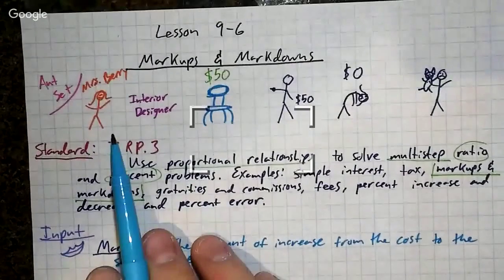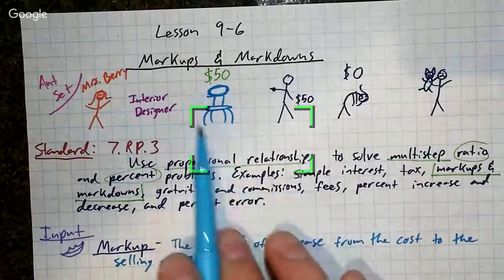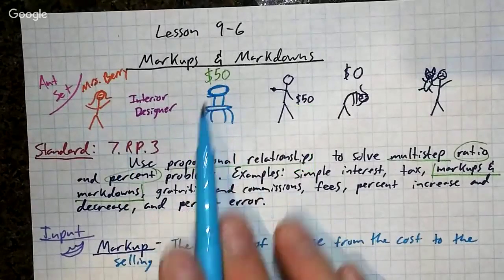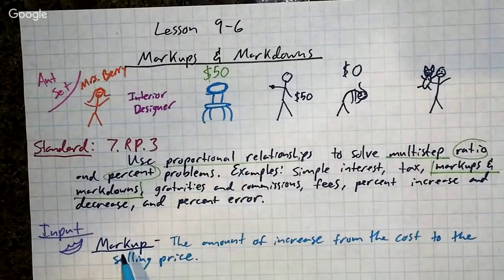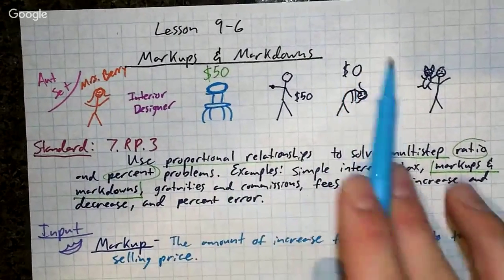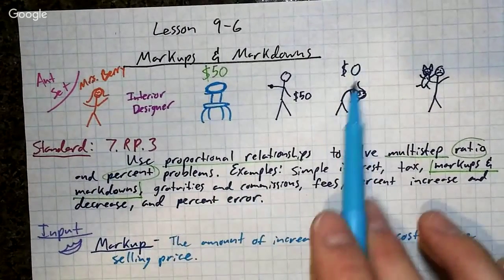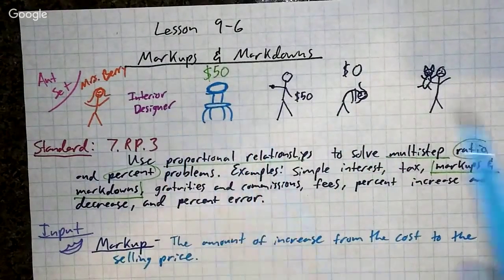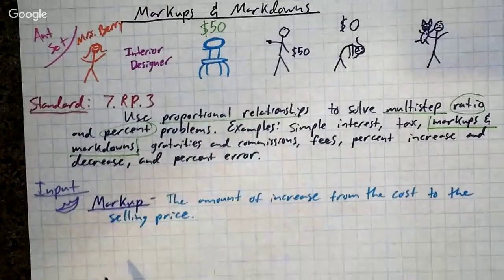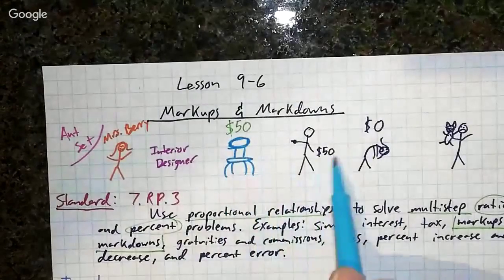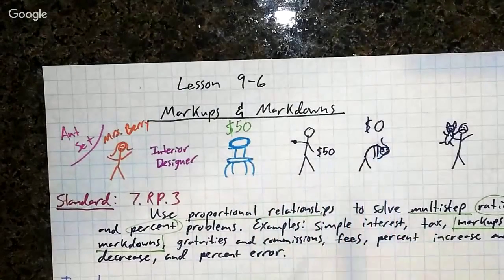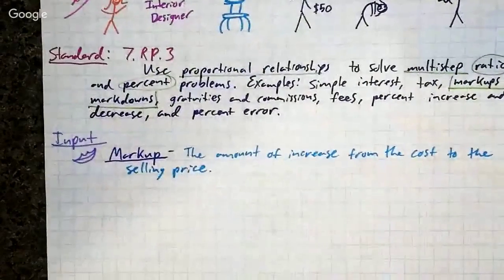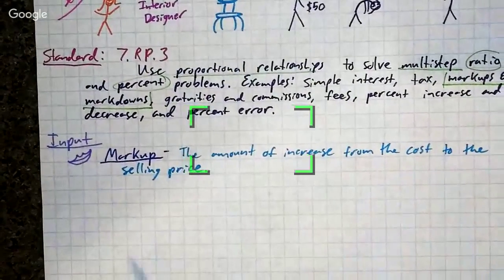Now, Ms. Berry up here needs to sell her chair for more than $50. So she needs to mark up that chair by something so that she can make some money. If she doesn't make any money on it, she's not going to be able to have that job very long. So the markup is the amount of increase from the cost to the selling price. This would be the cost. She would need to change that selling price so she would get some money.